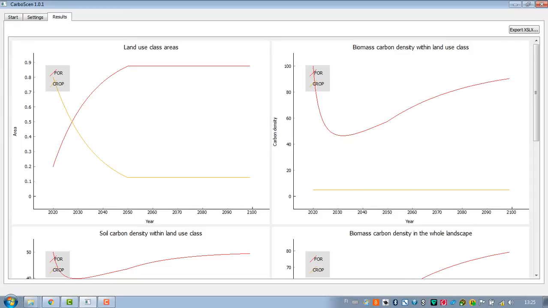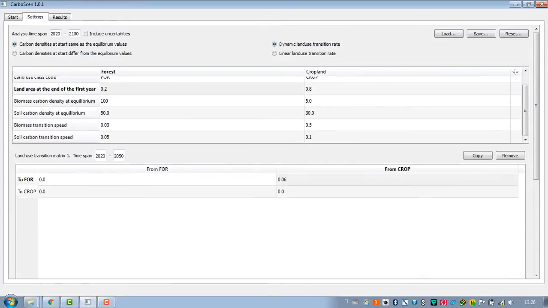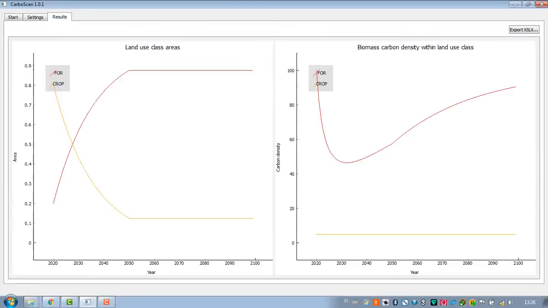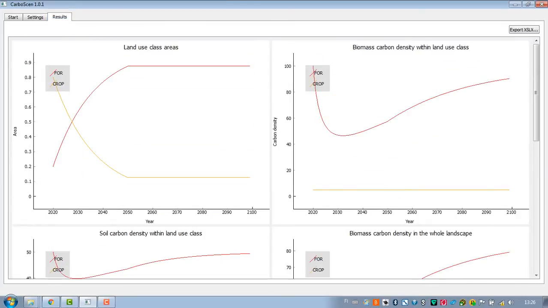So what about the next graph? Well, you see the same colors. Forest is the orange one, and cropland is the yellow one. And now carbon density is on the y-axis. Do you remember what the setting for carbon density for cropland was? We can go back and see from the top table, 5.0. So cropland biomass carbon density at equilibrium was 5. And you see 5 here. The line is all the time at 5.